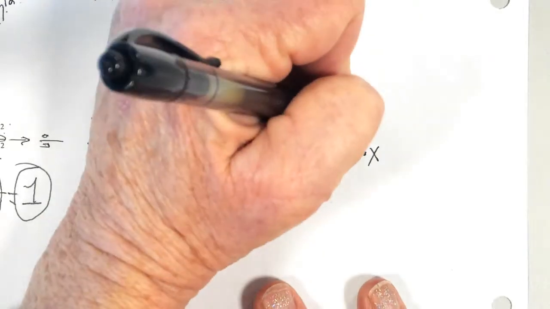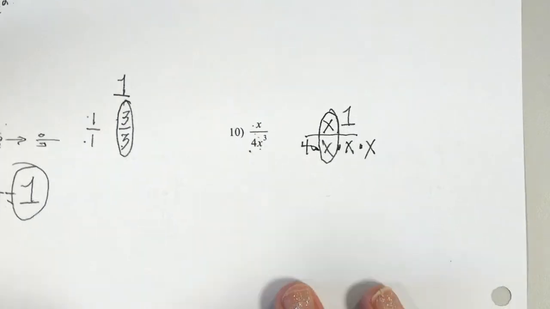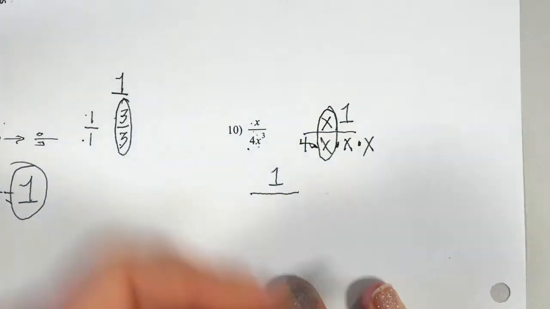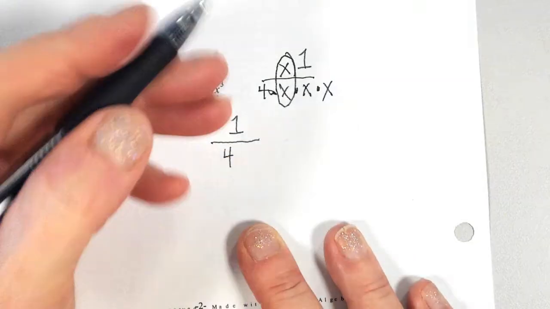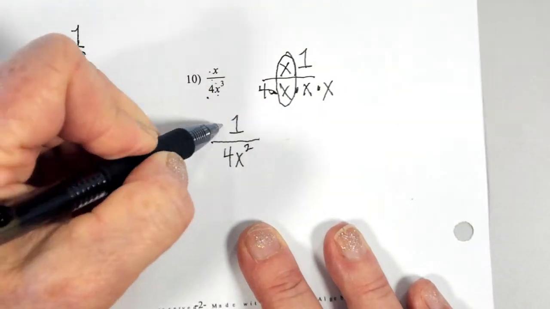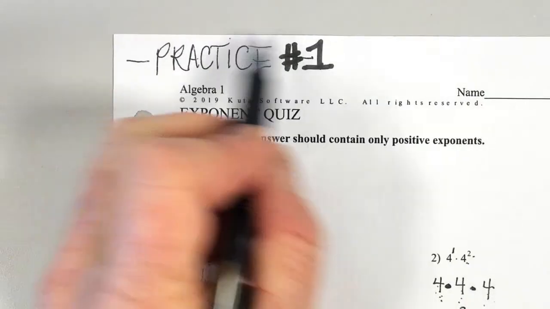So remember what I said. There's a 1 there. That's a 1. So what's on my numerator? My numerator is 1. And what's on the bottom? 4. What else is on the bottom? X. How many X's do I have? 2. So I have 1 over 4x squared. So that is practice number 1.